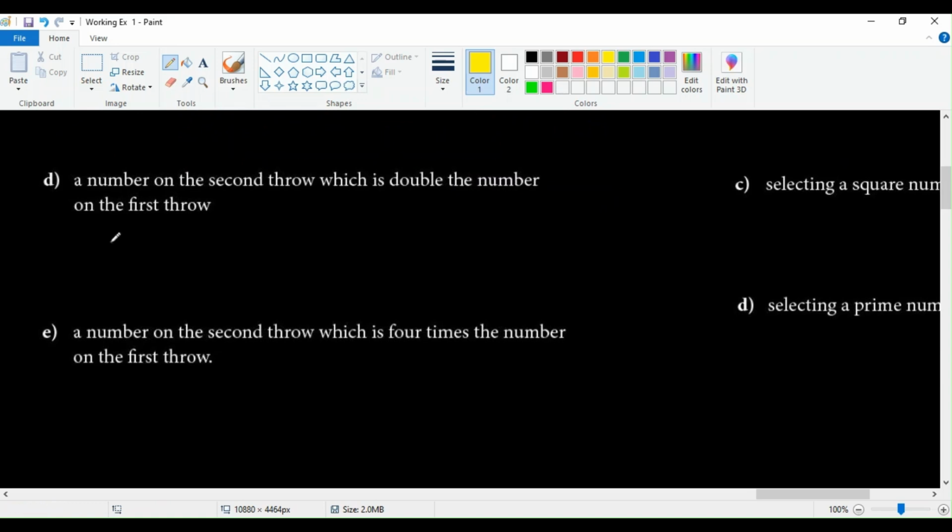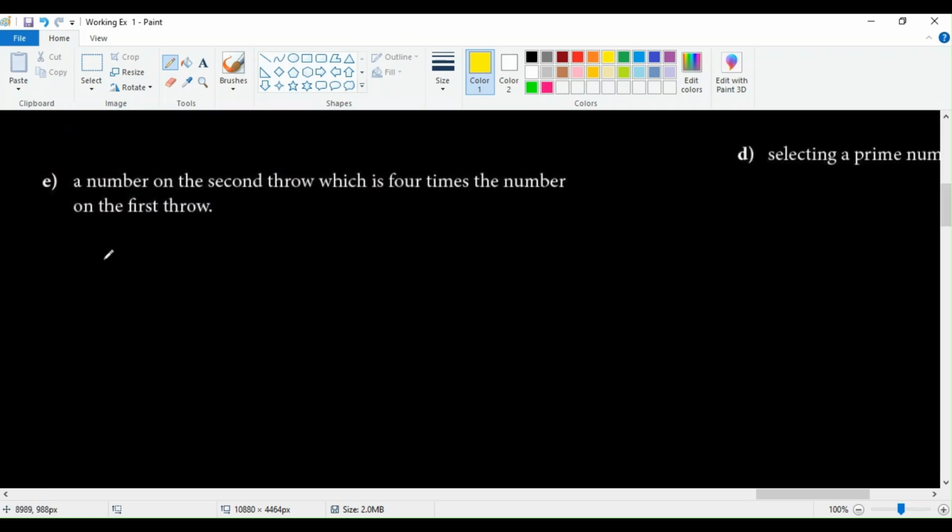That means the first possibility is to have 1 and 2, the second possibility is 2 and 4, and next is 3 and 6, and this is the last, and total 3 over 36. So this gives us 1 over 12 once again. A number on the second row which is 4 times a number. So there is only one possibility, to have 1 and 4, which is 4 times bigger than the first one. So this possibility is also 1 over 36.